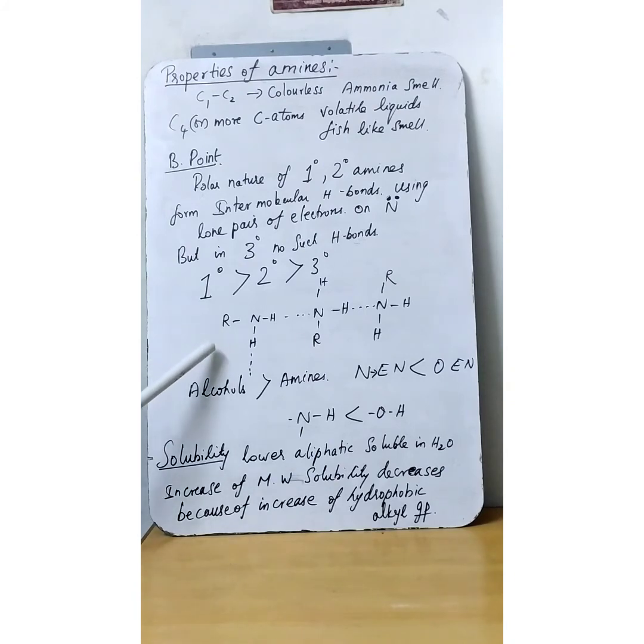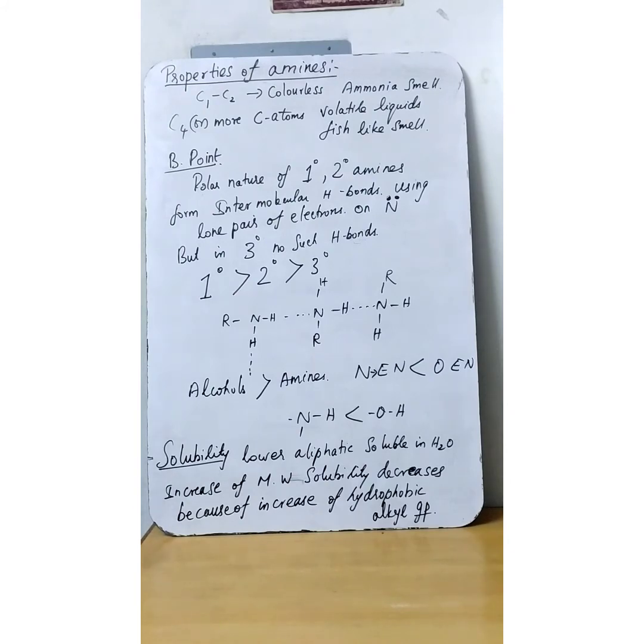Due to the polar nature of primary and secondary amines, they can form intermolecular hydrogen bonds because of the presence of a lone pair of electrons on the nitrogen atom. But in tertiary amines, no such hydrogen bonds are formed.